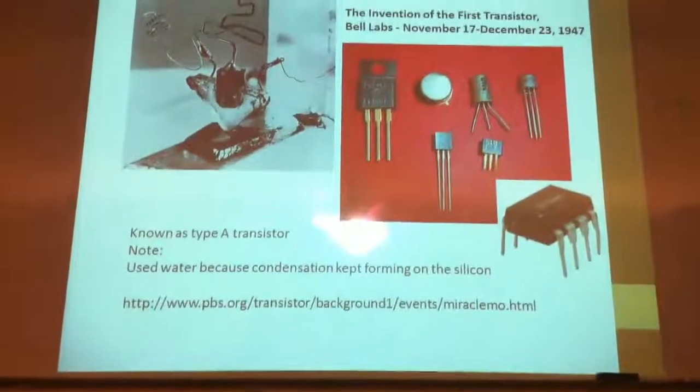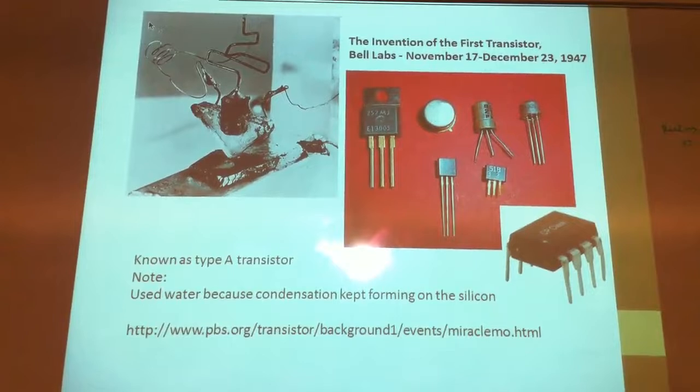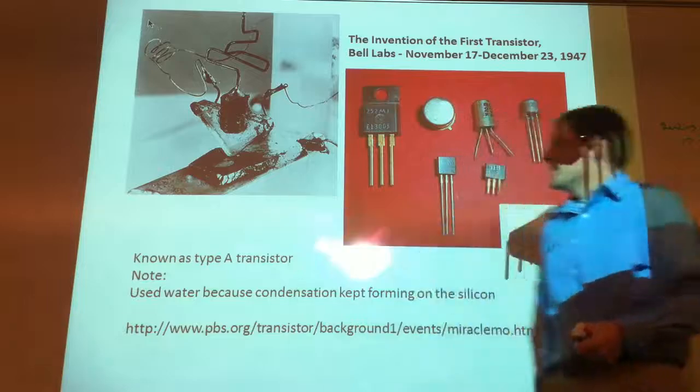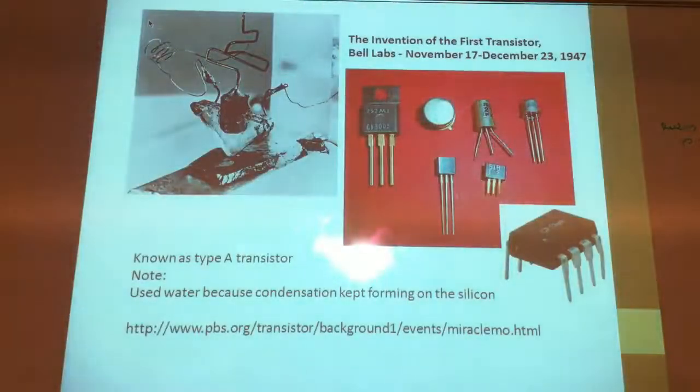Be able to use by hand. Like I said, today's processors have trillions and trillions of transistors inside. So, like I said, this first one is known as type A. Like I said, today we use CMOS chips, which use P-type and N-type.